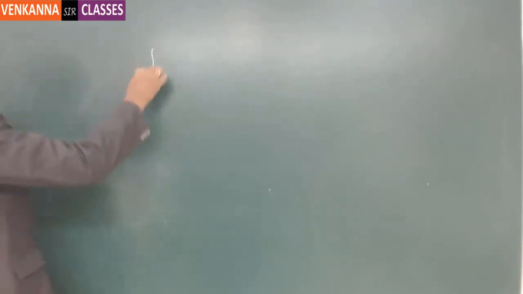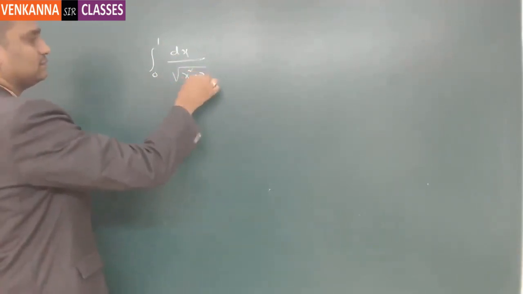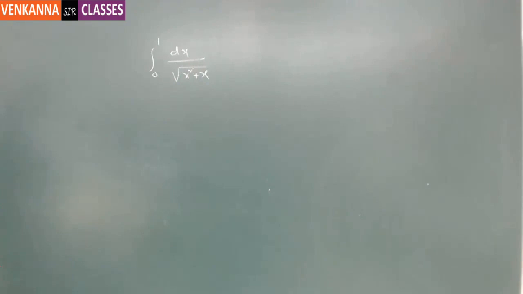It is given: integral 0 to 1 dx by root of x square plus x. And you cannot find it with our regular integration formulas. What is the integral of 1 by root of x square plus x? Do you accept? Can you find any formula in integration earlier at plus 2 level for 1 by root of x square plus x? I think it is not there, right? Okay. Now how to solve it?